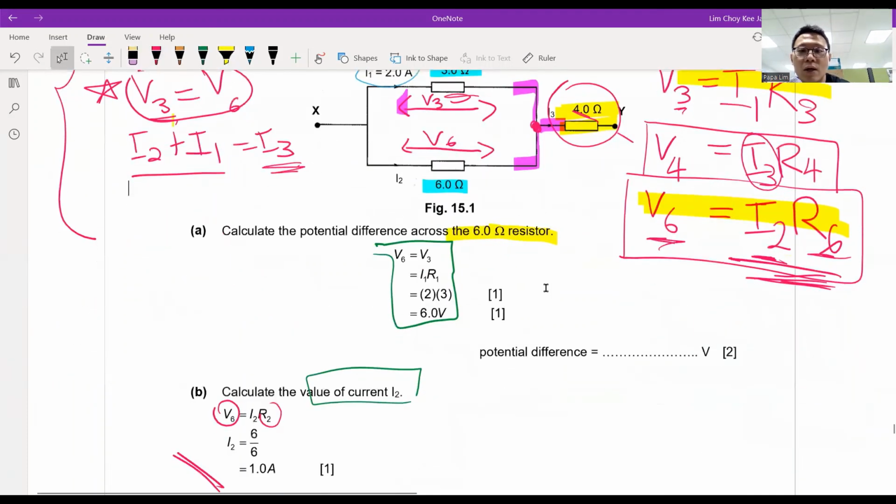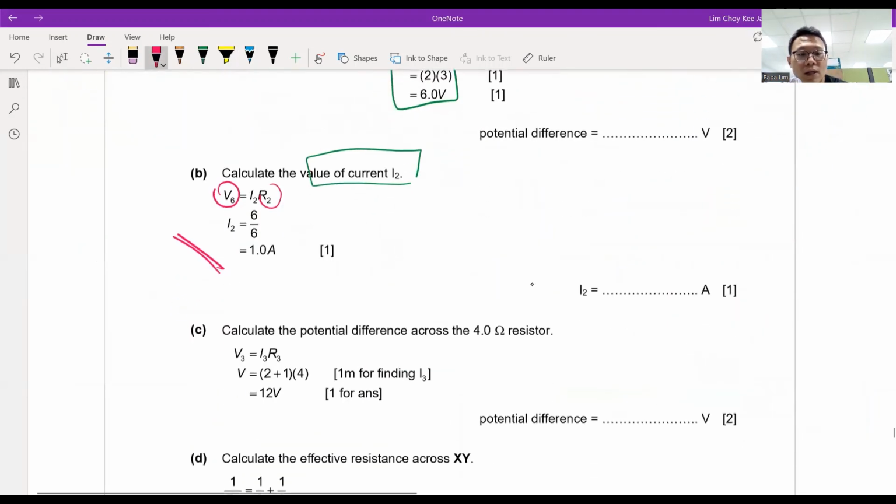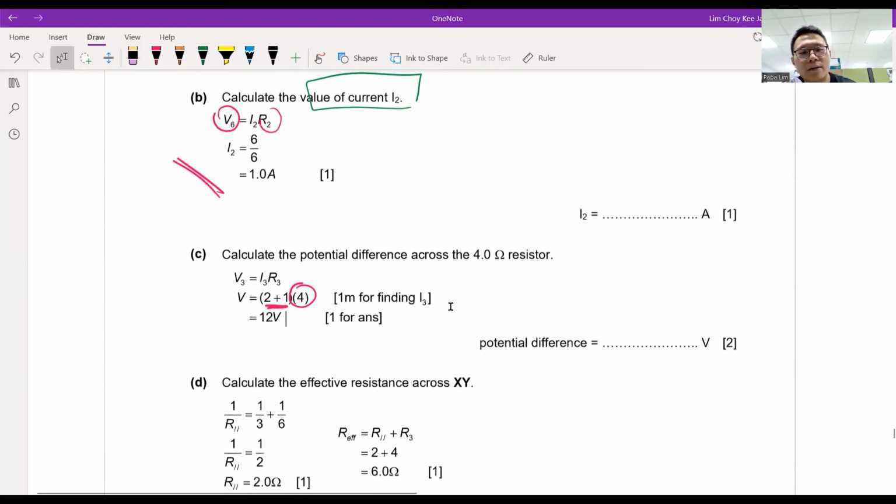I have worked out I2 and I have I1. So I will just work out I2 plus I1, multiply by the resistance, which is 4 ohm, and I'll get the answer straight away. Okay, it's quite easy, but the thinking process must be there. It looks easy, but the thinking behind it is something you need to practice.